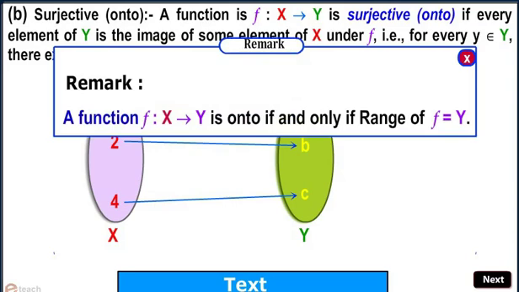Let us have a remark over onto function. A function f defined from set X to set Y is onto if and only if the range of f is equal to Y.